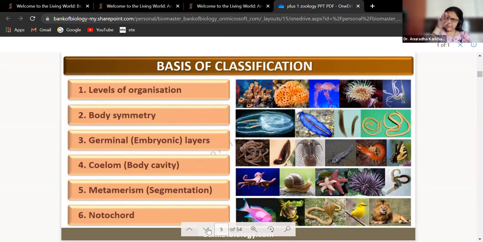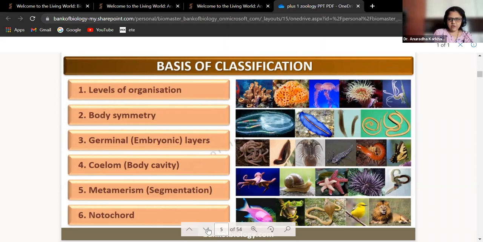Body symmetry, I go in each of them, I am going to go in detail. Okay, body symmetry. Now when we talk about body symmetry, it's going to be radial hai, bilateral hai, asymmetrical hai, वो देखना है. Germinal layers, you know the three germinal layers. So are all the organisms made up of all the three germinal layer, or is it few of them two germinal layer or one germinal layer, or they do not have any specific germinal layer? Depending on that they have classified, right?